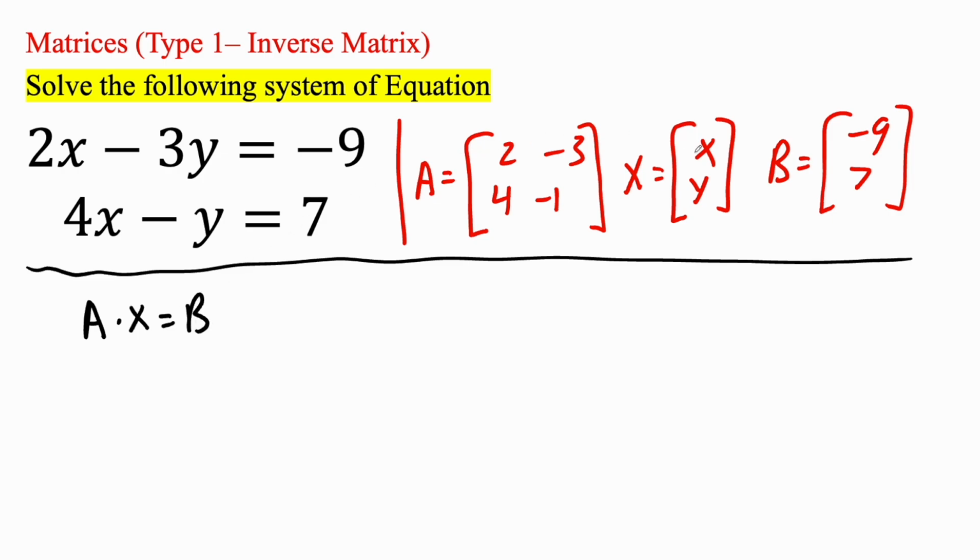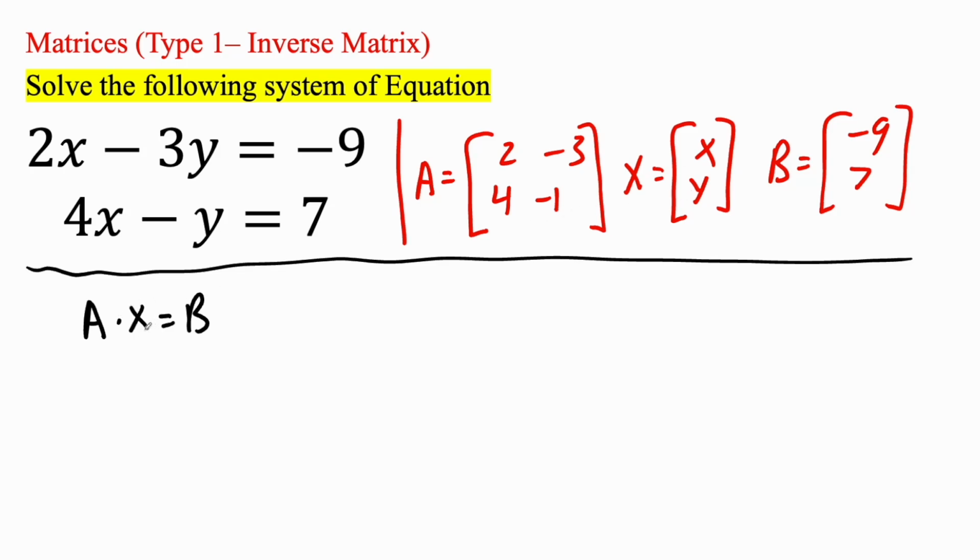2 times X, -3 times Y is equal to -9. So it's important that you know how matrix work. Likewise, 4 times X and -1 times Y, it matches here, is equal to 7. So we want to solve for X and Y.